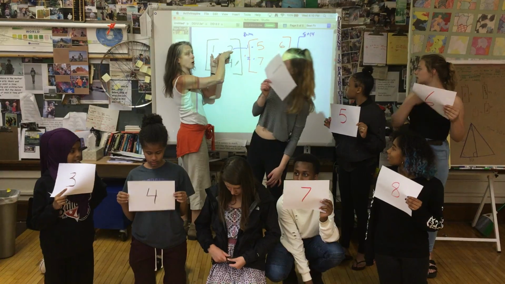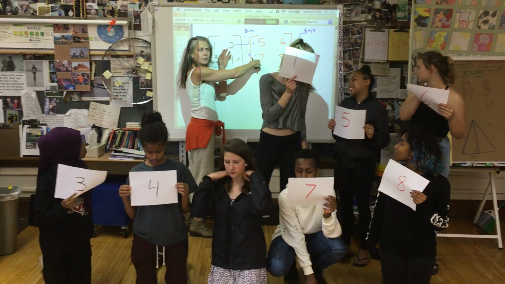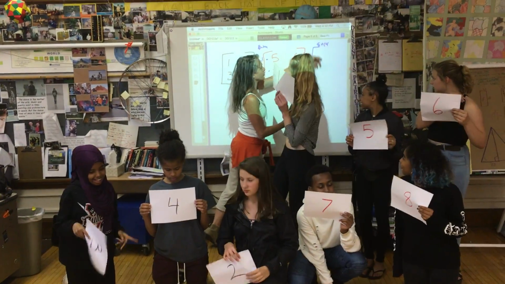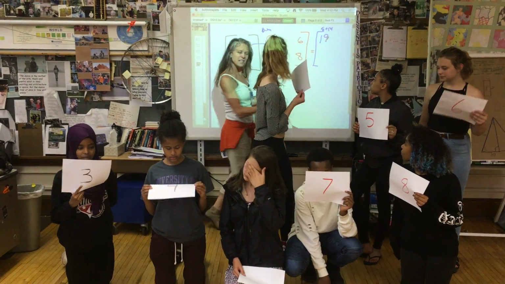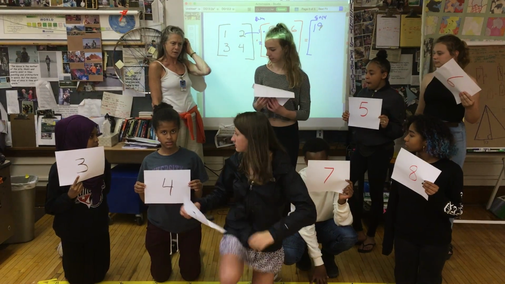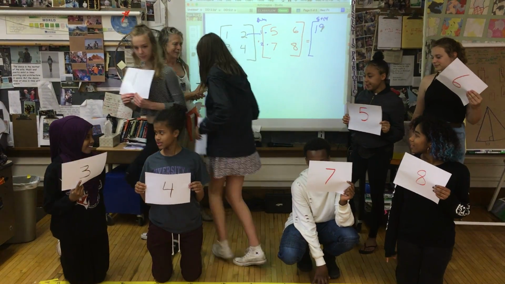That was the top row and the first column. So do you guys see the first row and the first column of this matrix? We'll put 19 right there, our sum. Send them back. Go back. Return it to where you came from.